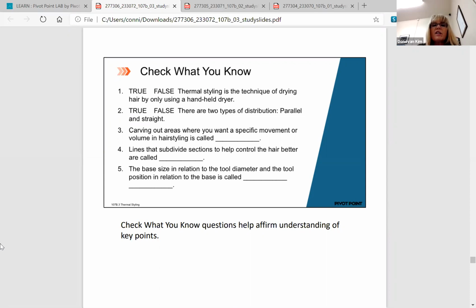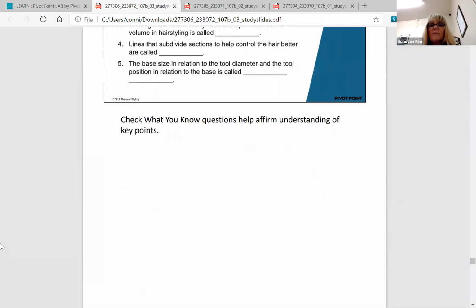Lines that subdivide sections to help control the hair better are called partings? I think that's right. The base size in relation to the tool diameter and the tool position in relation to the base is called, it's one of those you've got to think about for a second. I can't remember it. I'm thinking that's base control, but we'll see.